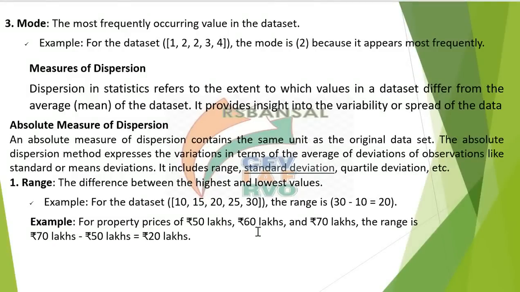For example, in real estate, you have gone to a certain area where the prices were ranging from 50 lakh, 60 lakh, and 70 lakh. Means the range is 70 minus 50, 20 lakh. This will be the range of those property prices.